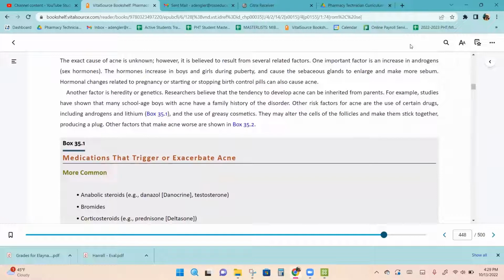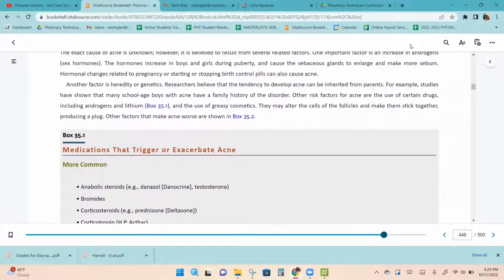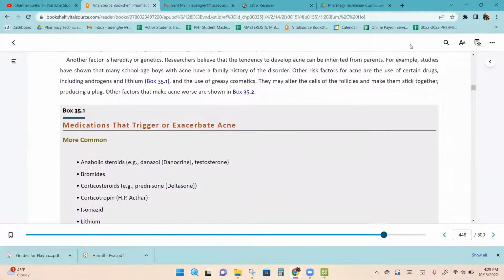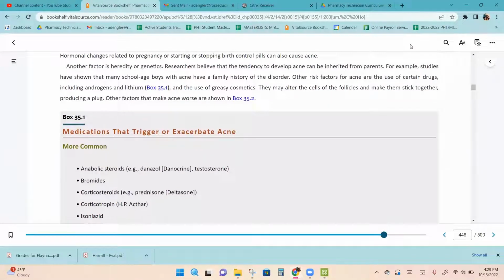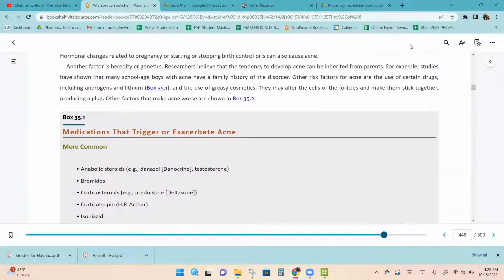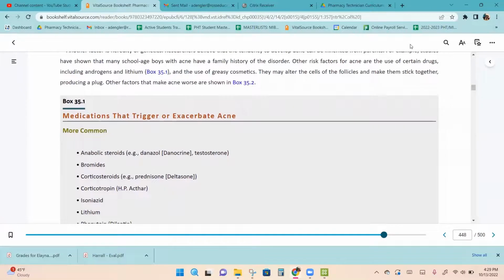Researchers do believe that it can be inherited from your parents. And studies have shown that many school-age boys with acne have a family history of that disorder. Other risk factors for acne can be certain drugs, including androgens and lithium, and the use of greasy cosmetics. They may alter the cells of the follicles and make them stick together, producing a plug.